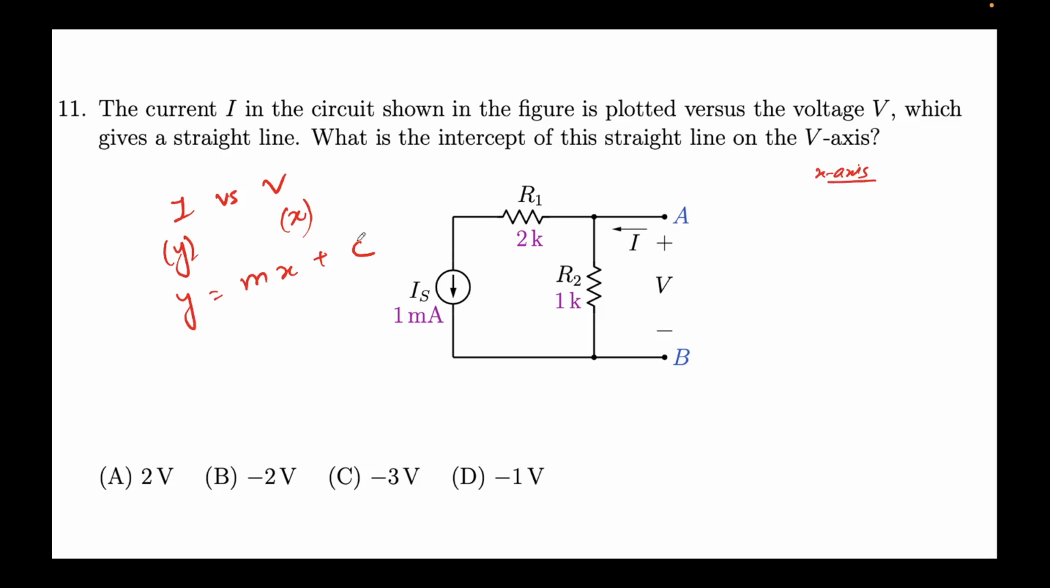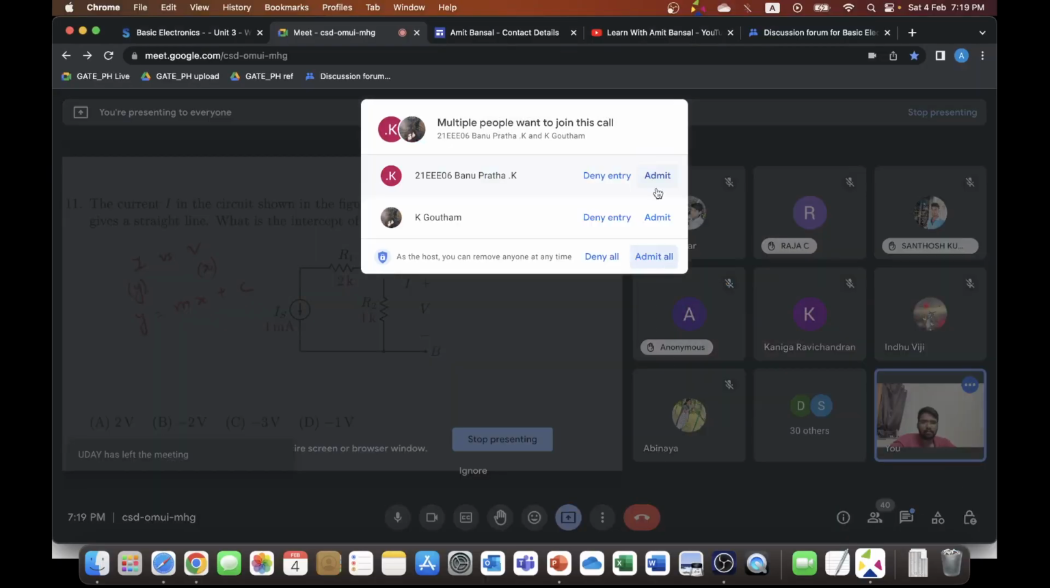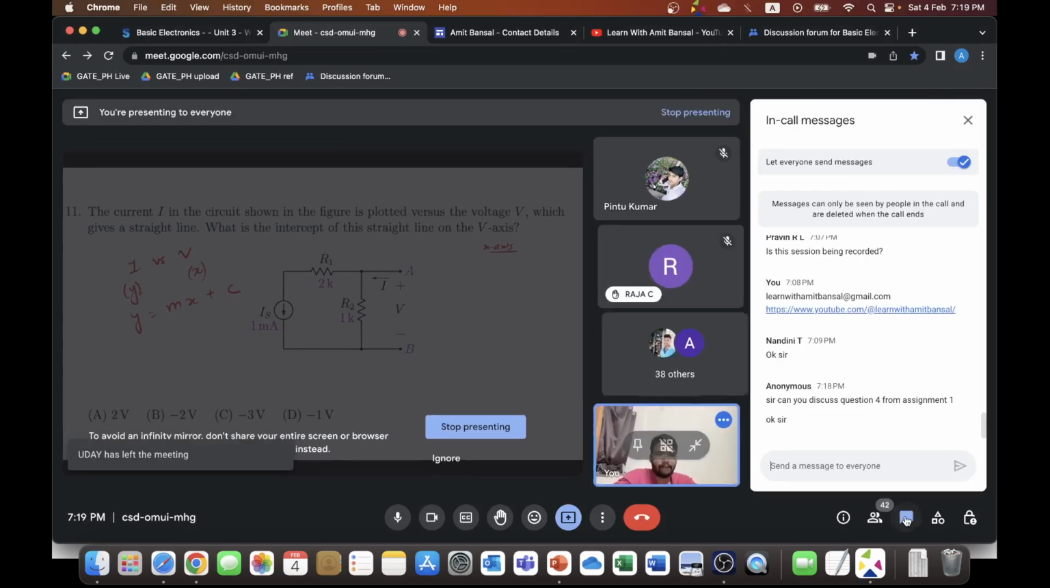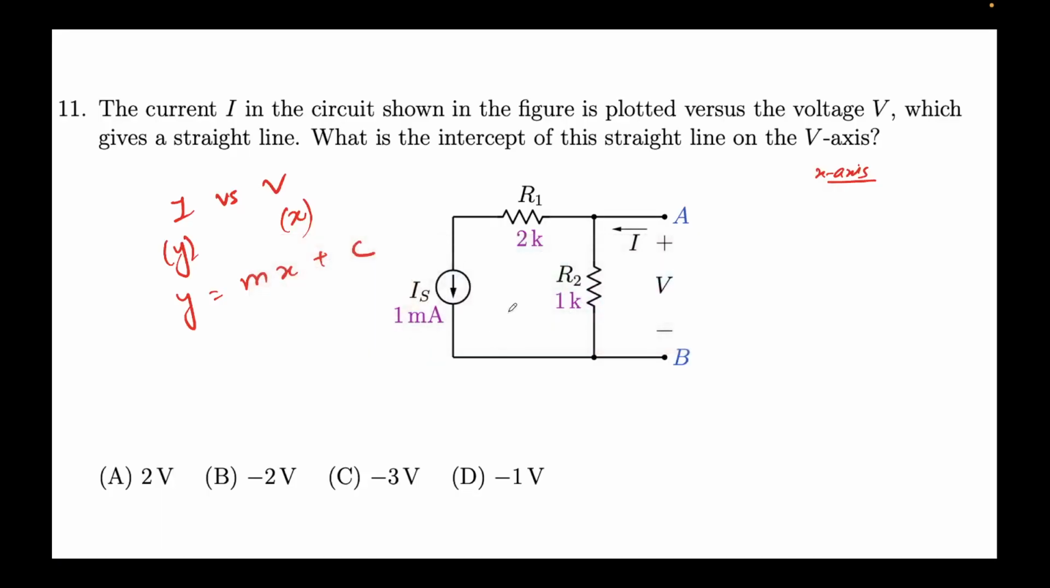So on the x-axis y is equal to 0. So if you put y equal to 0, you will get some voltage value. So we are required to find that value, whatever that is. So we'll go ahead and do that. Essentially we need to find this expression I versus V, whatever that may be. So we'll go ahead and try to evaluate I versus V to get y versus x.